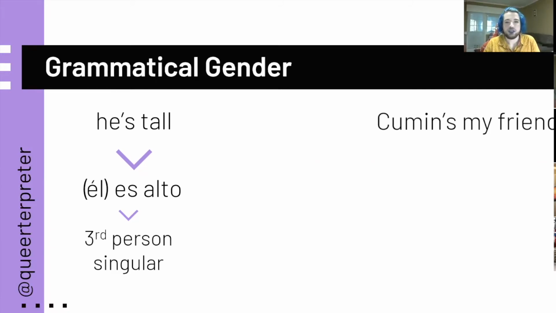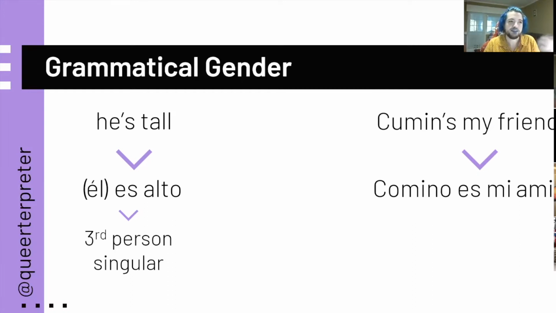If we have something like Comino es mi, it's really easy, but then we need to decide what gender Comino is. So Comino can be, if she uses she, her, mi amiga. If he uses he, him, he can be my amigo. And that's the end of traditional Spanish. There's no more. That's all we got.